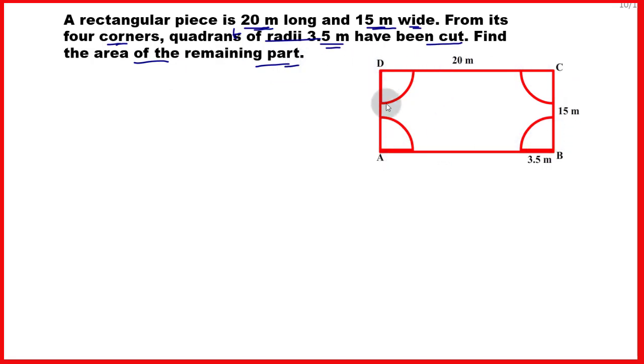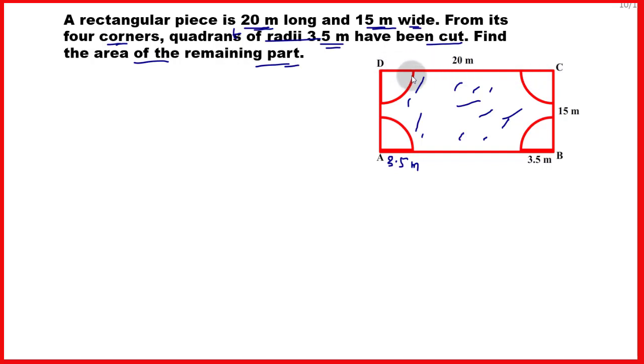Friends, ABCD is a rectangular piece and the four quadrants from the four corners are cut out, and the radius of these 4 quadrants is given as 3.5 meter, and we have to find the area of this remaining portion.